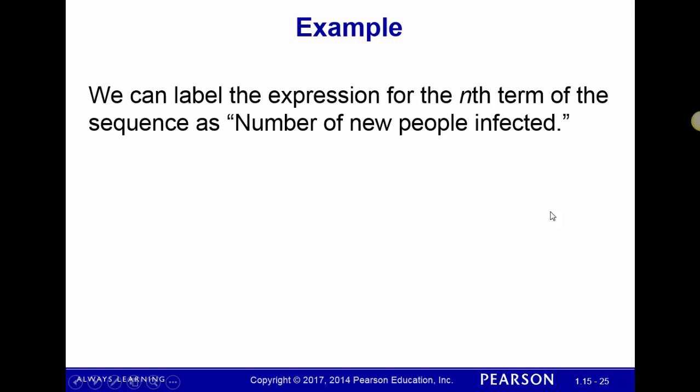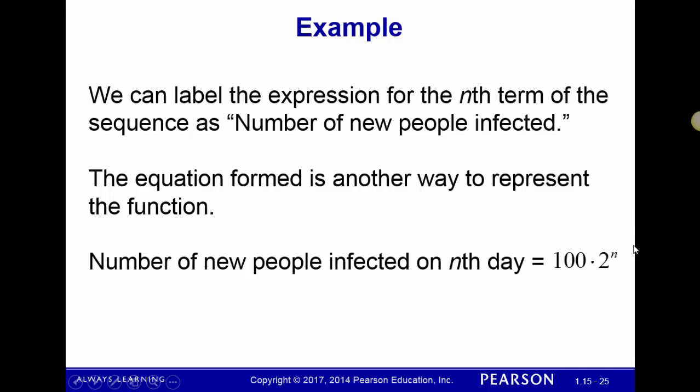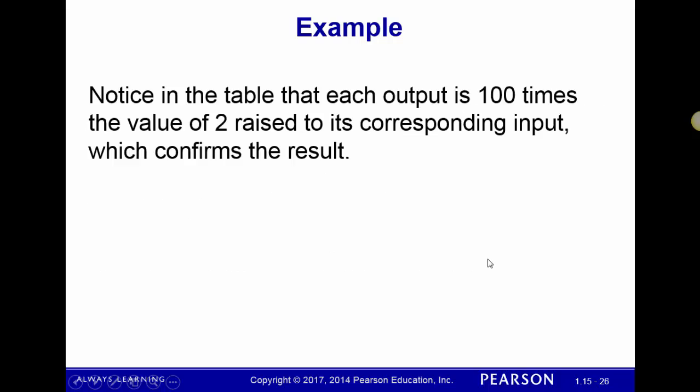And we'll label the nth term of the sequence as the number of people infected. And the equation formed is another way to represent the function, and here's how we do it. This is going to be called an exponential function. We start with what we started with, and now instead of adding, we're going to multiply times whatever the change factor is. Here it was doubling, raised to n. In this case, n is the number of days.